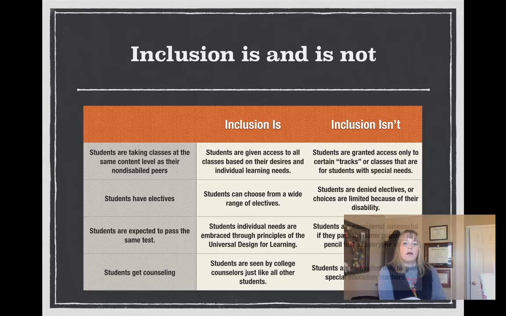Another one that's interesting for high schools is students have electives. So are our students able to choose from a wide range of electives, or are their choices limited based on their disability? And then students taking classes at the same content level as their non-disabled peers. So are we giving them access to the classes based on their learning needs, based on their desires, or do we have all those students on a certain track of classes that are really just for students with special needs? So when you read this and you think about this, I want you to really think about, okay, what is it like in my school? How are we looking at inclusion? How are we defining it for these students?